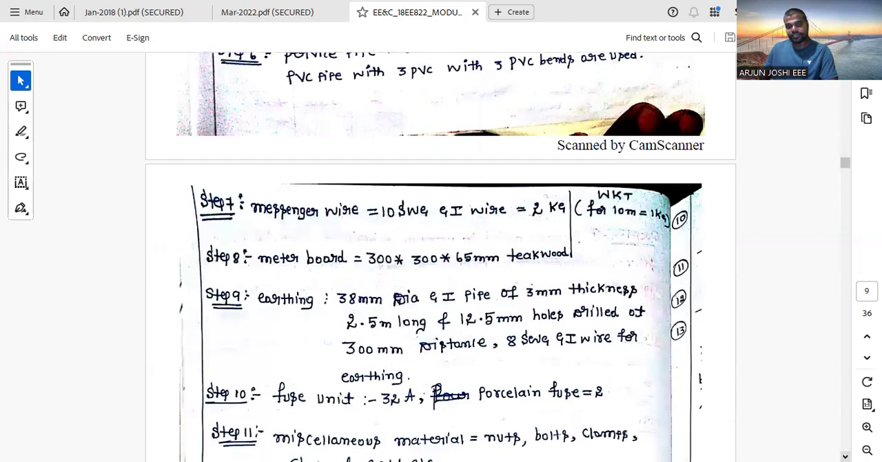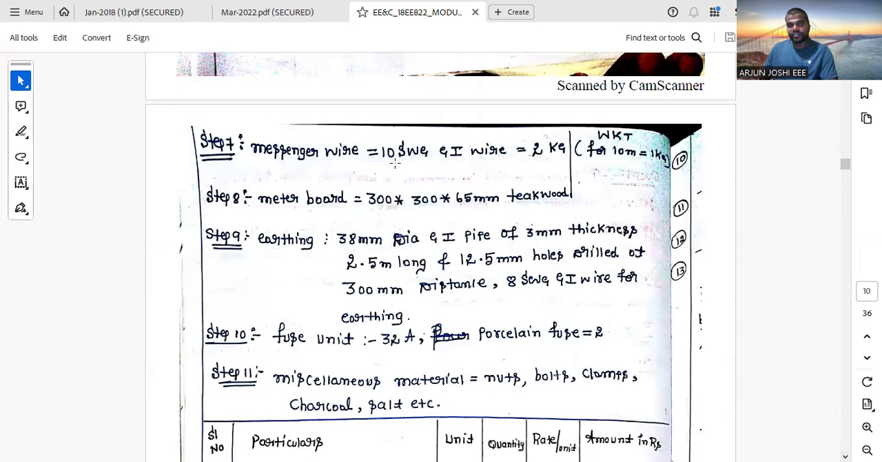Next item is messenger wire. Here we need to note down one thumb rule: 10 meter is equal to 1 kg. Here how many meters are there? 20 meters. So we need to take 2 kg of 10 SWG GI wire.